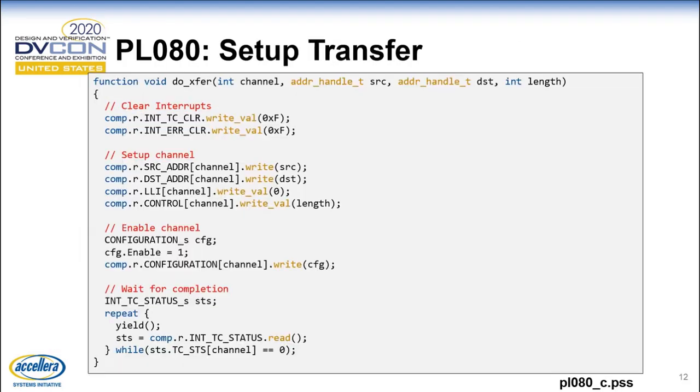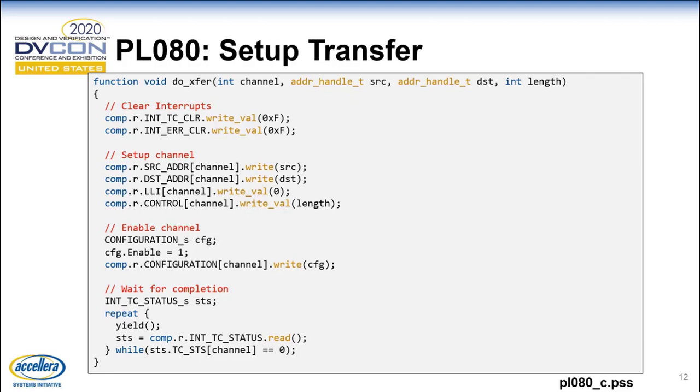Here is a sequence of programming the DMA controller. It maps well to the bullets I showed you earlier from the data sheet. I really don't want to focus a lot on the syntax here, but what's happening is we are clearing the interrupts by writing some value into these registers.